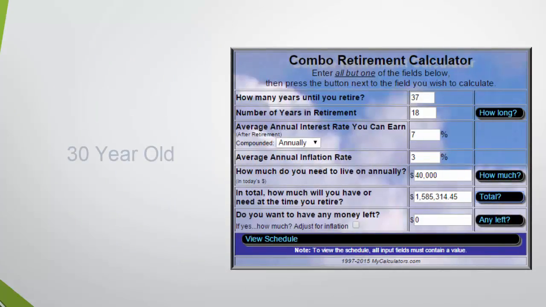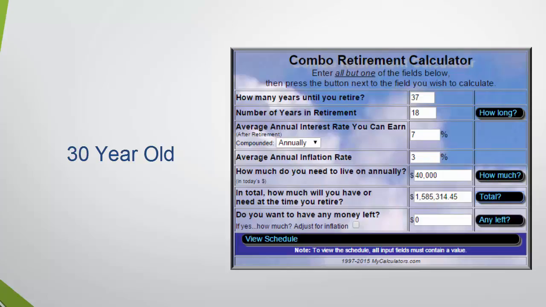And finally, let's move on to the 30-year-old. And a 30-year-old has a lot of time until retirement, 37 years in this example. And there are really a lot of choices that they can make that will have a big impact on their retirement. They can do a lot of things to really amass a large amount during their retirement if they plan right, if they save, and if they compound it at a decent rate.